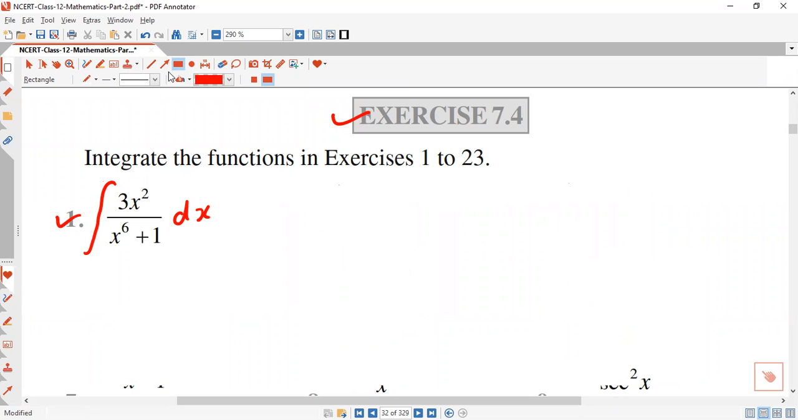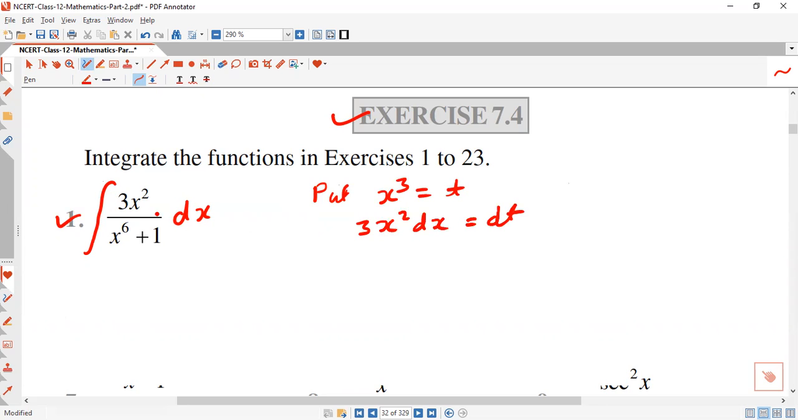The given expression is very small, and we have 3x square in the numerator and x raised to 6 plus 1 in the denominator. So how can we remove this numerator 3x square? It means x cube. Put x cube equal to t, and I can remove this numerator. It becomes 3x square dx equal to dt. The numerator will be removed, no doubt.